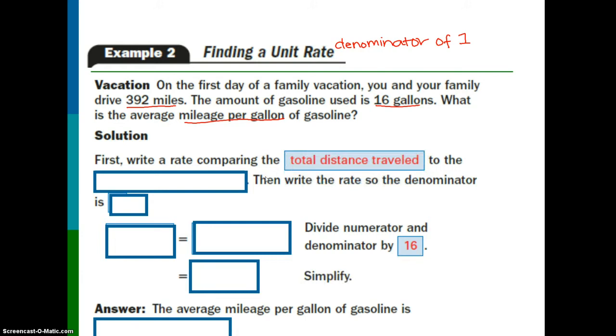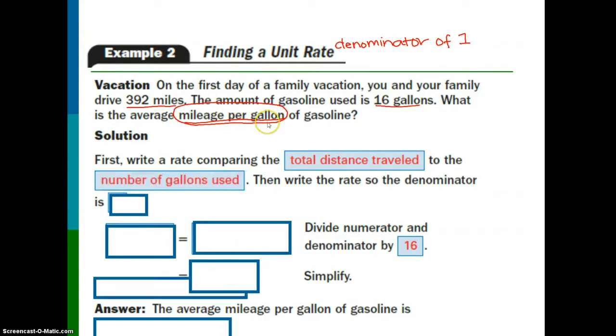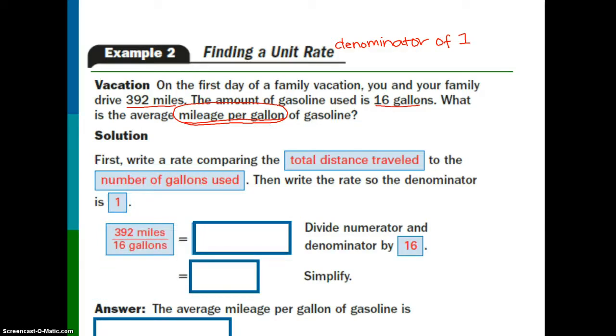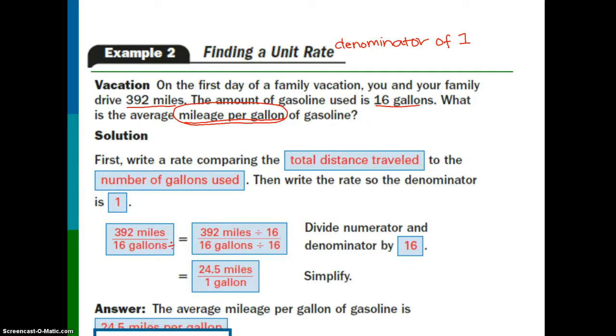So comparing the distance traveled, that's the mileage, per, this was our rate. This is our ratio, miles per gallon. Remember, the denominator needs to be 1. So 392 miles for every gallon. To get how many miles in 1 gallon, we need to divide each numerator and denominator by 16, because that's the denominator. That's going to find 24.5 miles for every 1 gallon. That means on a gallon of gasoline, you can drive 24.5 miles.